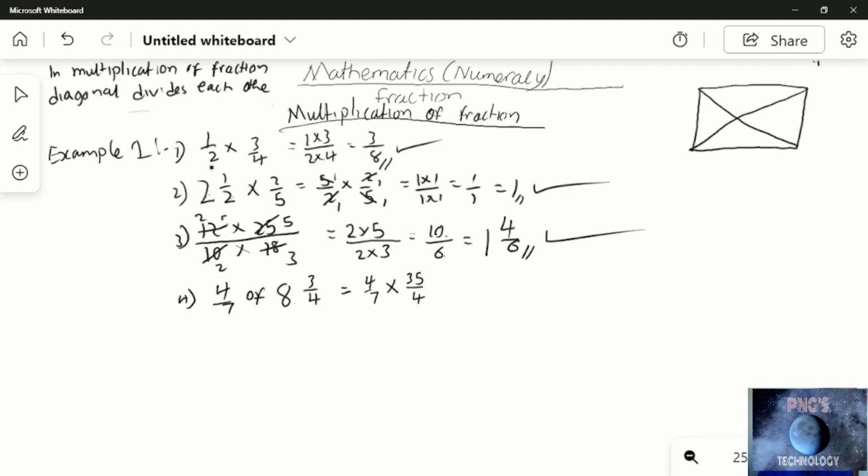So 7 and 35 can divide. 7 can go in 35 five times. So 7 becomes 1, 35 becomes 5. 4 and 4 can divide: 4 in 4 is 1, 4 in 4 is 1. So what do we have left? We are left with 1 times 5 all over 1 times 1. 1 times 5 is 5, all over 1 times 1 which is 1. 5 over 1 is 5. That's our final answer. That's correct. So let's go to question 5.